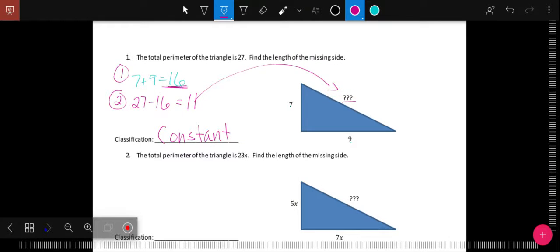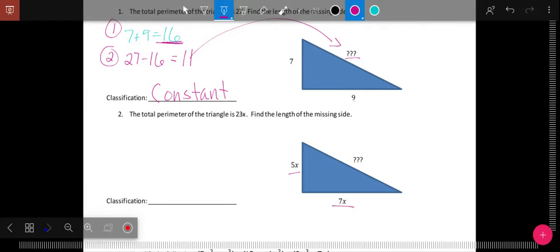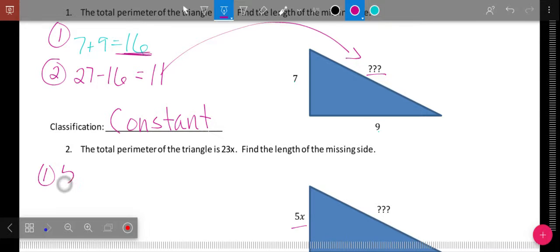All right, so now looking at number 2. It says the total perimeter of the triangle is 23x. Find the missing side. So our very first step that we did up here was add the two sides together. So guess what? Even though we have a variable now, we're still going to add the two sides together. So step number 1 is going to be to add the 5x and the 7x. That's step 1. When I do that, 5x plus 7x gives me 12x.